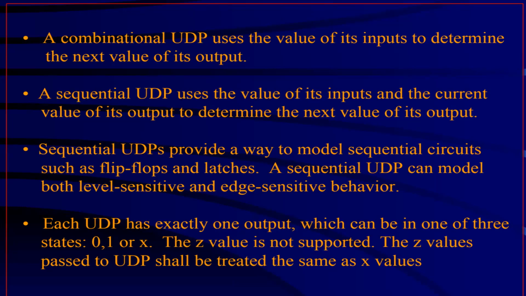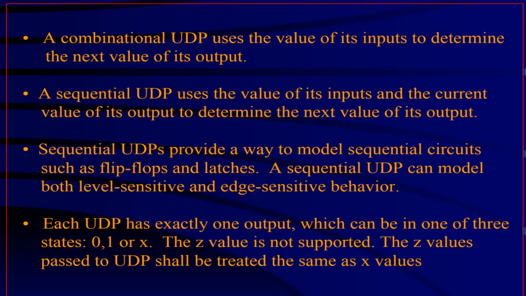Similarly, you can use it for sequential circuits also. A sequential UDP uses the values of its inputs and the current values of its outputs to determine the next values of its outputs. That is, S or Qn+1: present state to next state, present output to next output. Sequential UDPs provide a way to model sequential circuits such as flip-flops and latches. A sequential UDP can model both level-sensitive and edge-sensitive behavior.